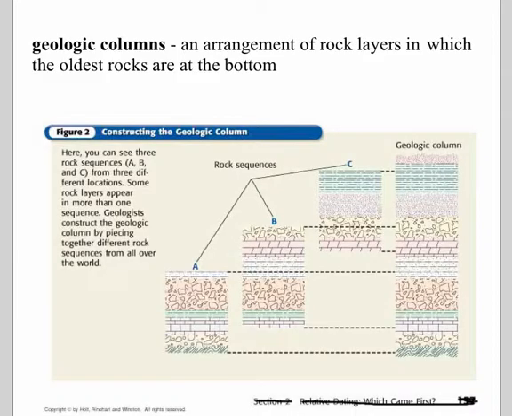And here you'll hear us talk about geologic columns. So it's a column of rock, and we can take these rocks, or you can think of like big core samples or road cuts where you see all those stripy rock layers.